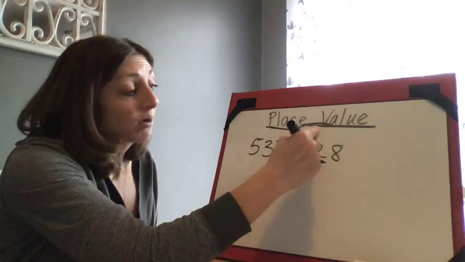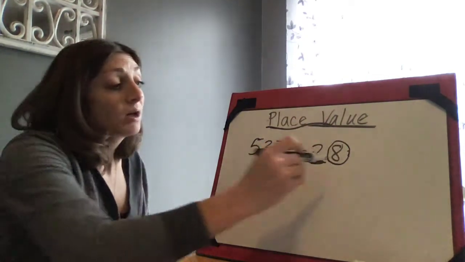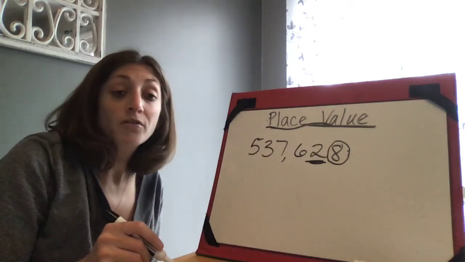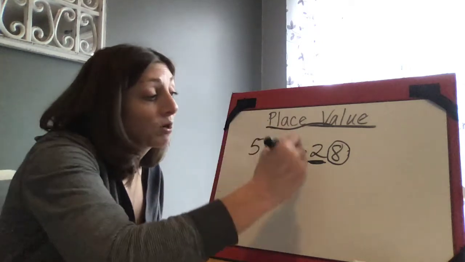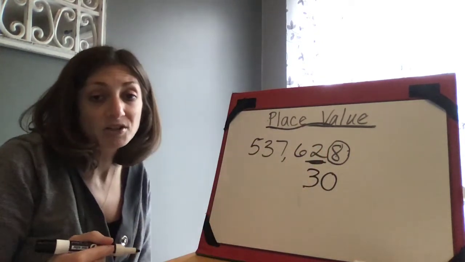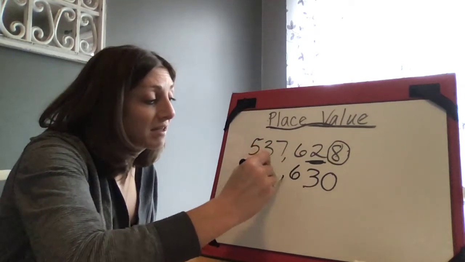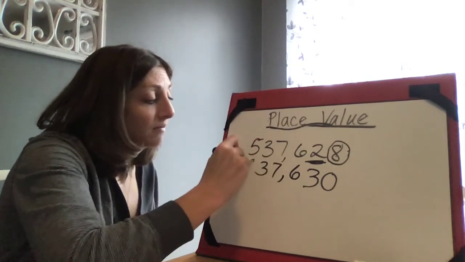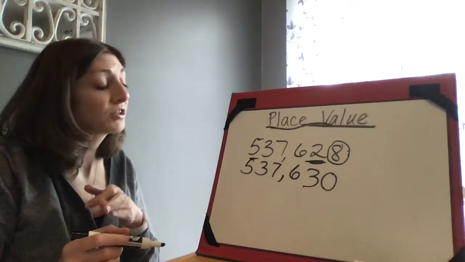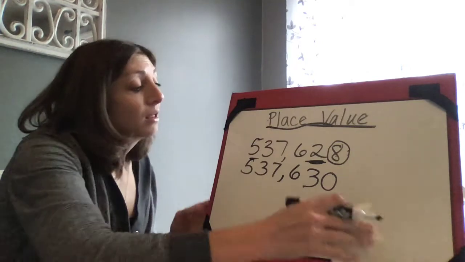Now, if I'm going to round here, I have to make sure I'm looking right here to help me. So I notice this is an 8. Well, I'm going to ask myself, is that 5 or more or 4 or less? It is 5 or more. So that's going to go up to 3. This is going to become a 0 because it's kind of used up all its magic after we've used it. And then everything in front of it is going to stay the same. Okay, so we then have 537,630, okay, for that one.